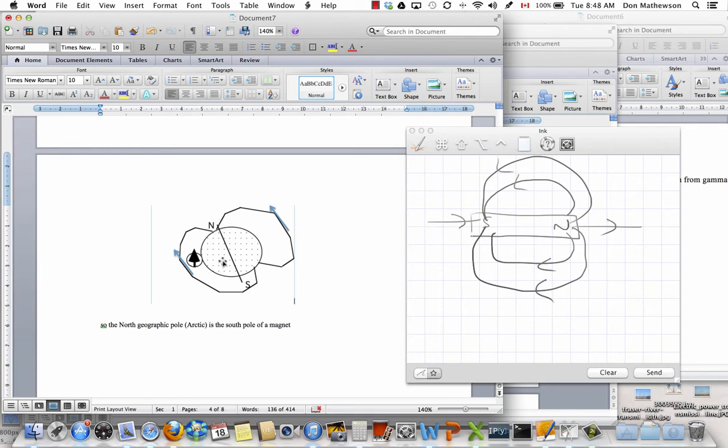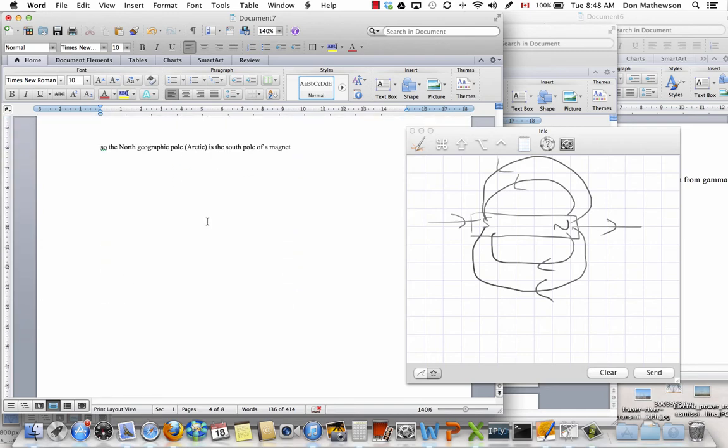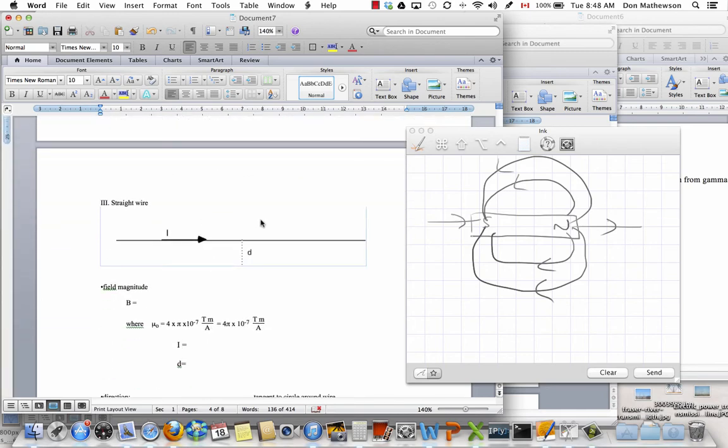So if you were to superimpose a bar magnet on top of this, this would be south and this would be north. So this is the Arctic, it's the North Geographic Pole, but it's a magnetic south.